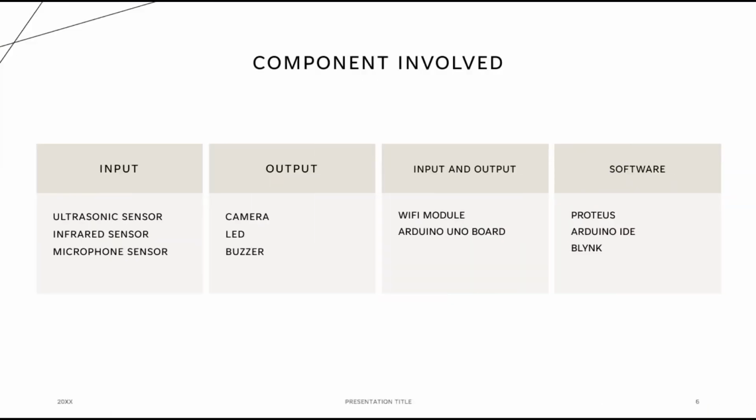The first is input. The components involved for the input of the system are an ultrasonic sensor, an infrared sensor, and lastly a microphone sensor. Next category is output. The output of the system is a camera, an LED, and a buzzer. And for the input and output, we use a Wi-Fi module and also an Arduino Uno board. And lastly, the software used is Proteus, Arduino IDE, and also Blynk.